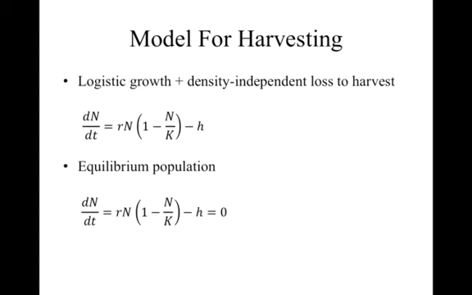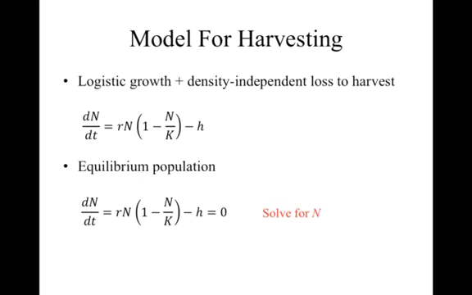All right, so if I do that, all I need to do is set the equation equal to zero, because that's when the dN/dt, the rate of change of the fish population size through time, is zero. And if that rate of change is zero, then the fish population is not changing through time, and that's my equilibrium. That's my definition of equilibrium. The population doesn't change when it's at equilibrium.